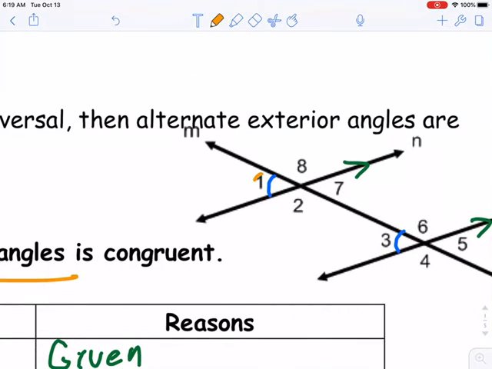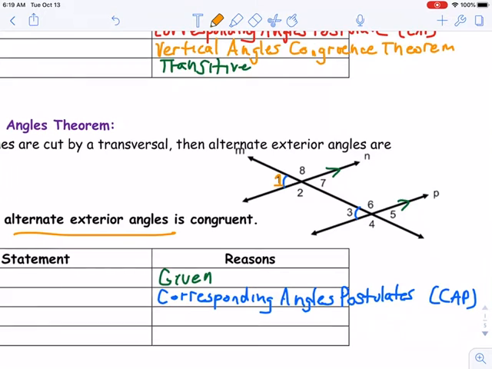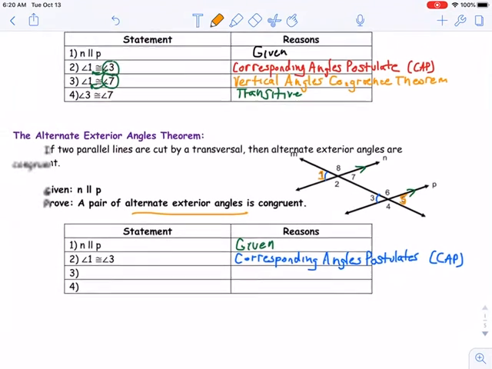Well, 1 is an exterior angle, and so is 5. So how can I introduce 5 into this? Well, let's just say angles 3 and 5 are congruent. And why are they congruent? Again, can't miss this. They're vertical angles.